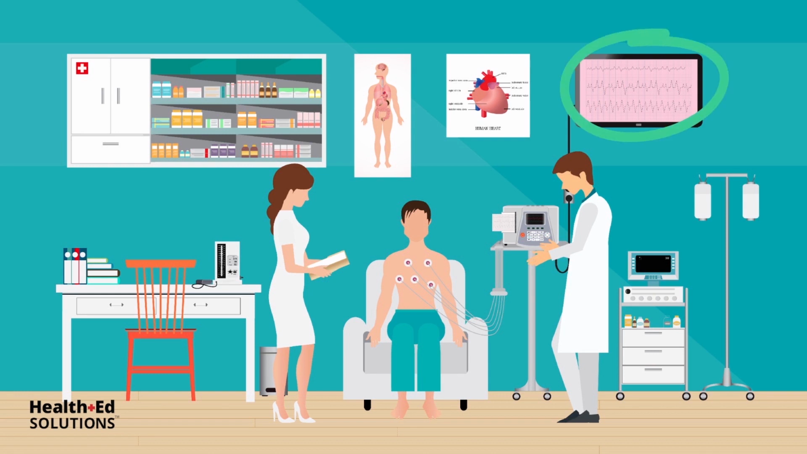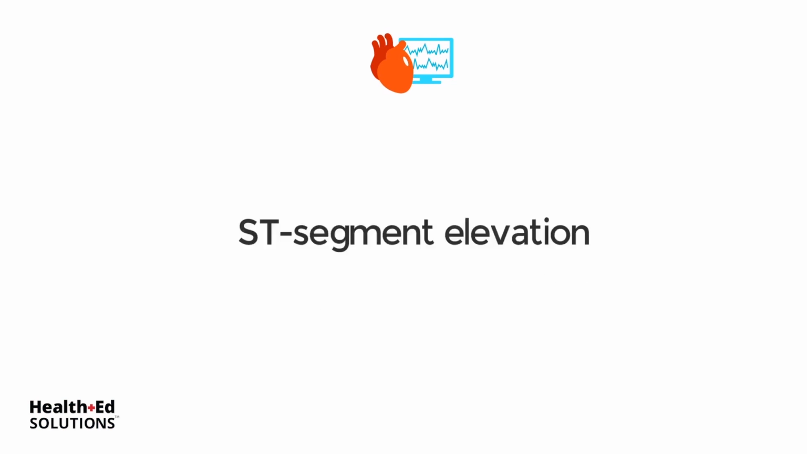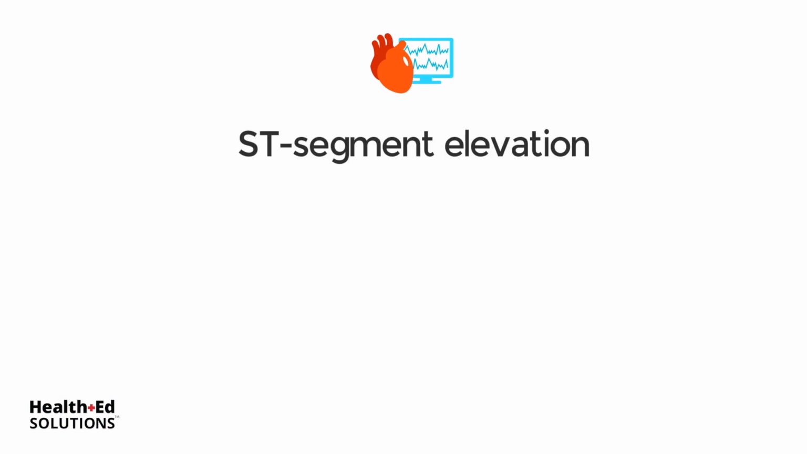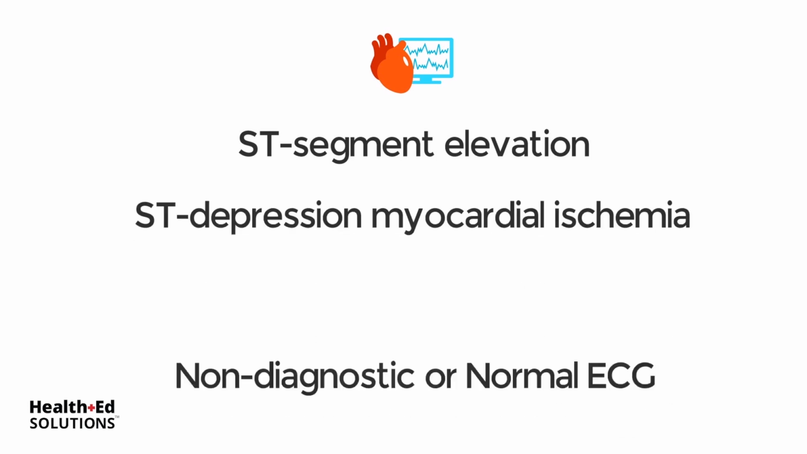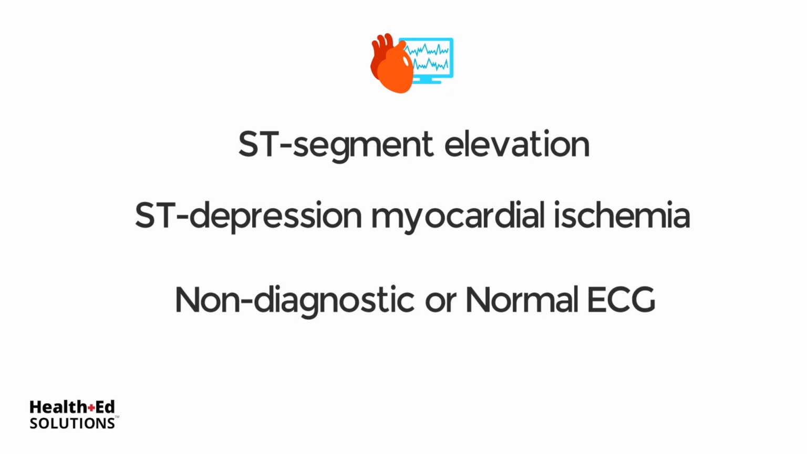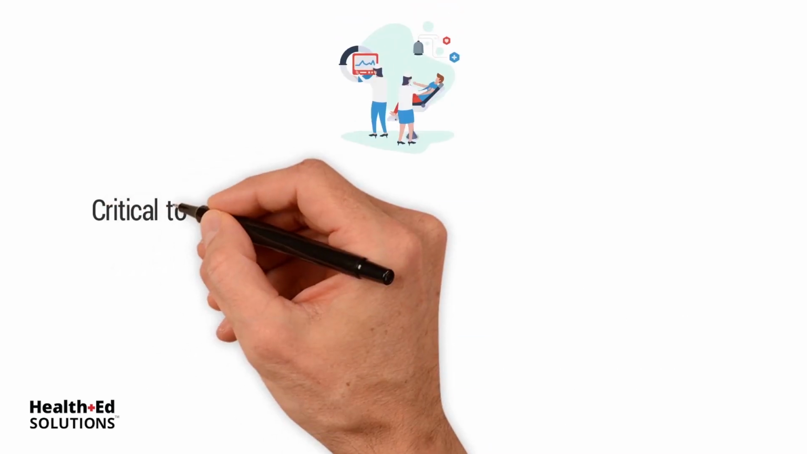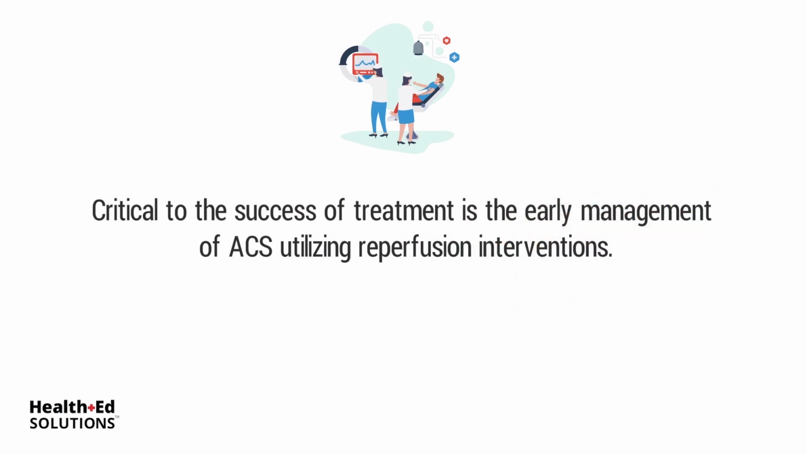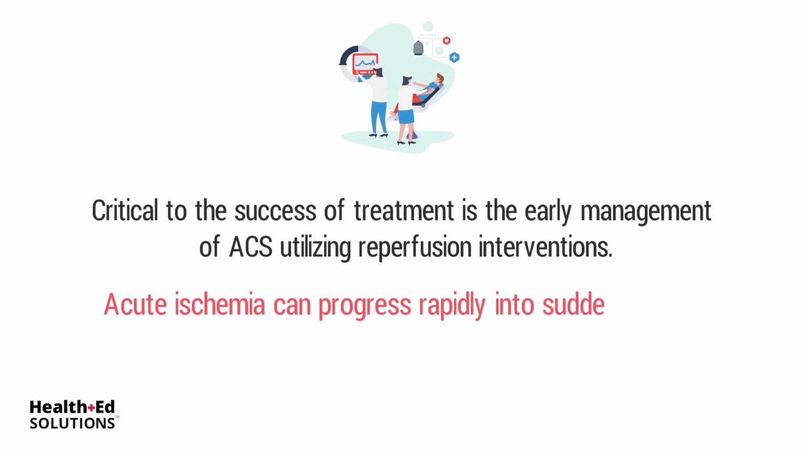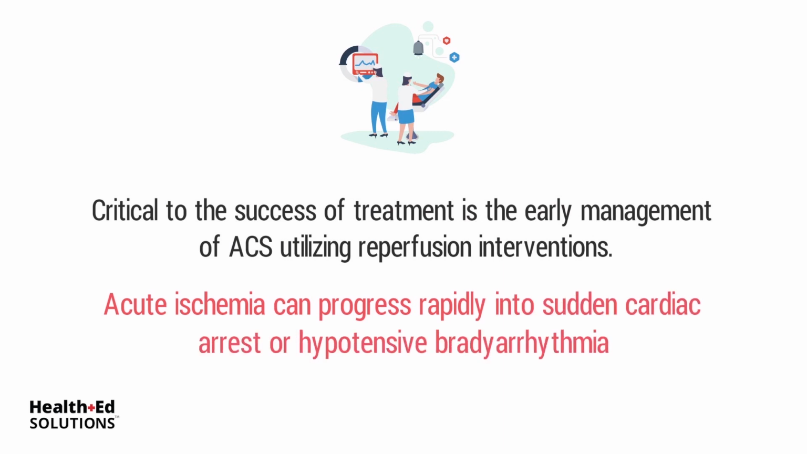Based on ECG results, a patient with ACS may be diagnosed with ST segment elevation with ongoing acute myocardial infarction, ST depression, myocardial ischemia, or non-diagnostic or normal ECG. Critical to the success of treatment is the early management of ACS utilizing reperfusion interventions. Acute ischemia can progress rapidly into sudden cardiac arrest or hypotensive bradyarrhythmia.